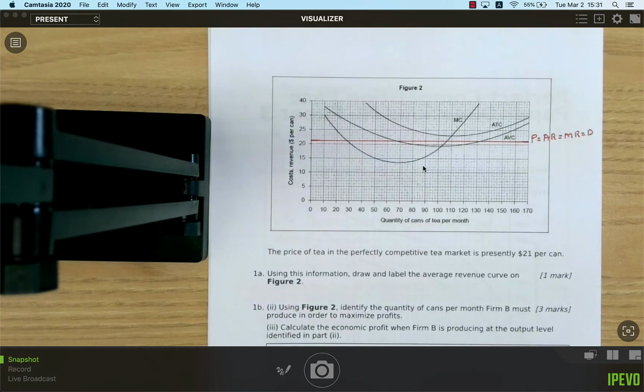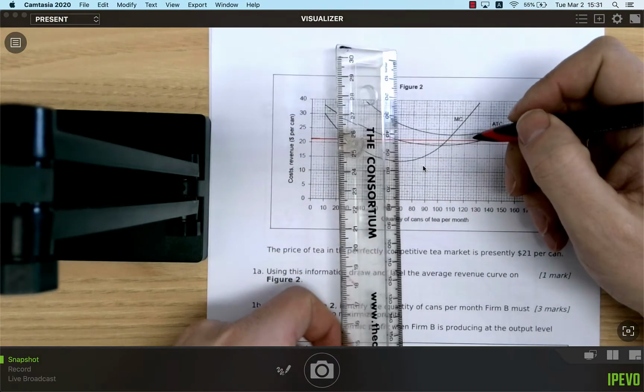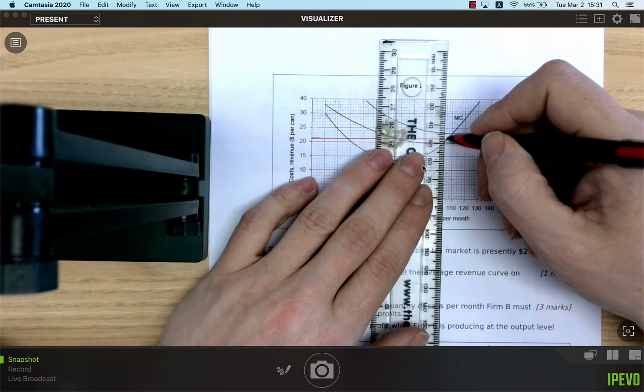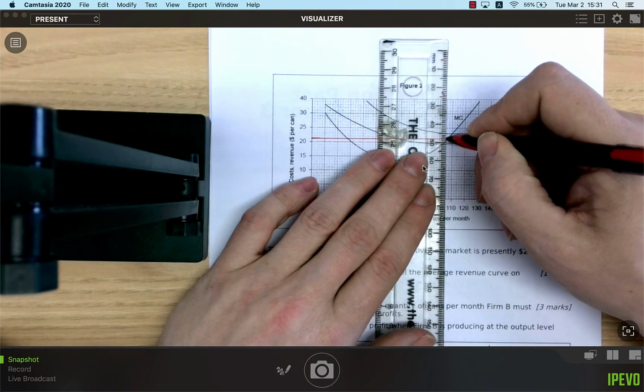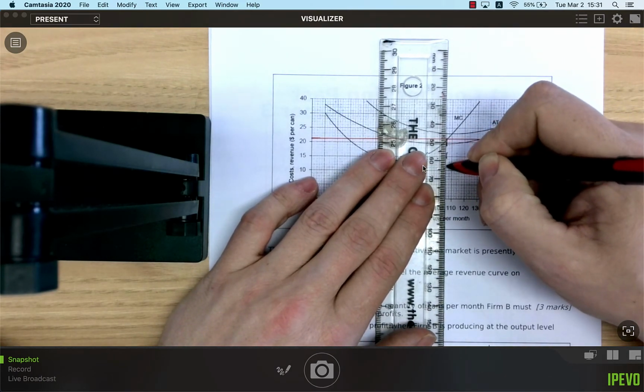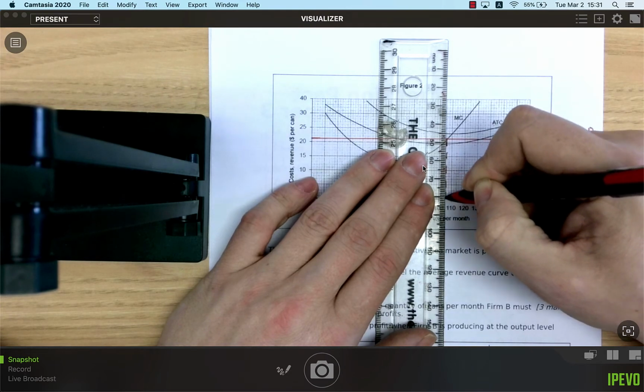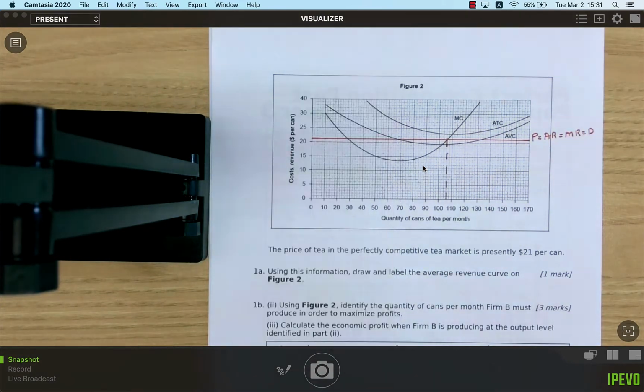Now, using figure 2, identify the quantity of cans per month firm B must produce in order to maximize profits. Well, we know from our studies in the previous videos that profit maximization occurs where MC equals MR. So what I'm going to do now is go down here and drop it there. To me, that looks like something like 105. Maybe 106, but I'm going to go with 105.